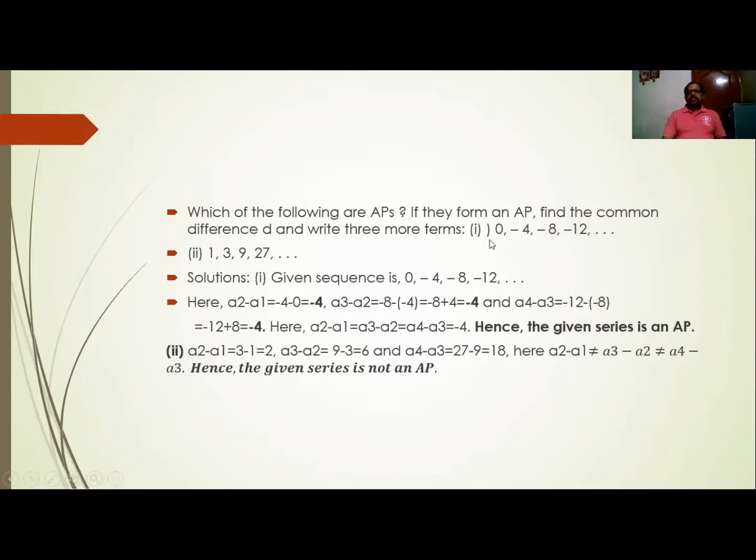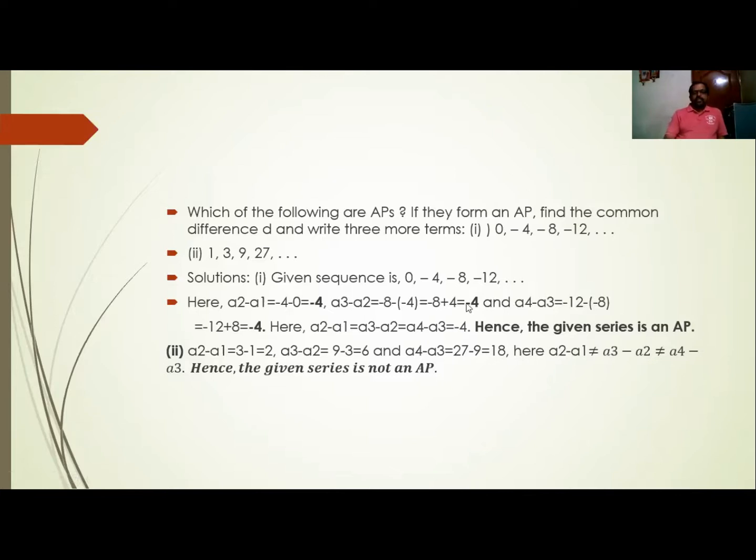What is the first list of numbers given? It is 0, minus 4, minus 8 and minus 12. And the second one given is 1, 3, 9, 27 and so on. These are infinite APs, with infinitely many terms, and for our convenience we are given only the first 4 terms. That is sufficient to find the first term and the common difference, and then we can find any number of terms from it. So let's solve the first one.